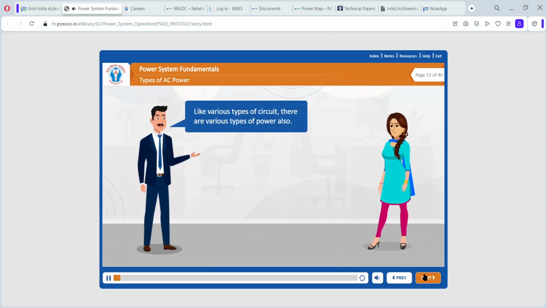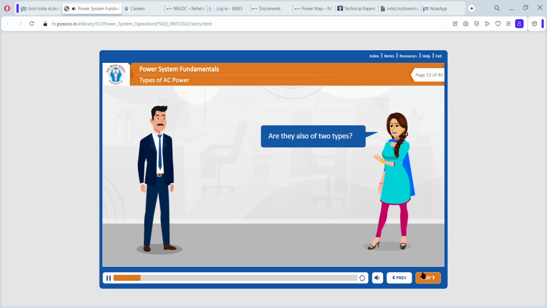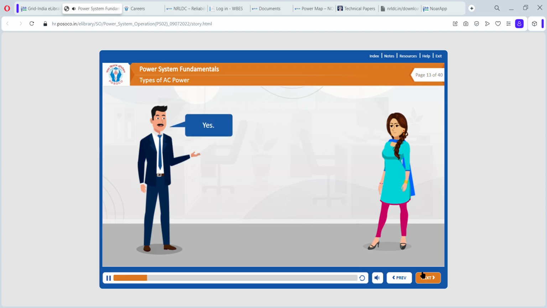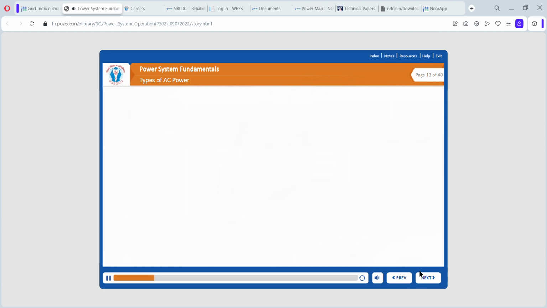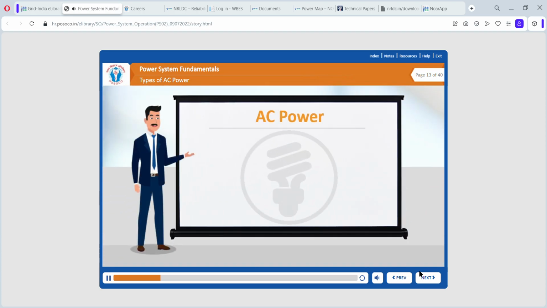Like various types of circuit, there are various types of power also. Are they also of two types? Yes. The AC power is mainly classified into two types. They are active power and reactive power.